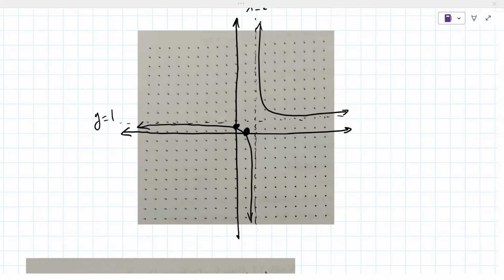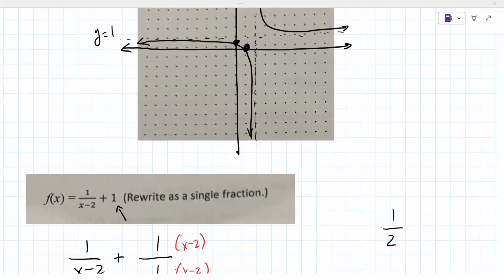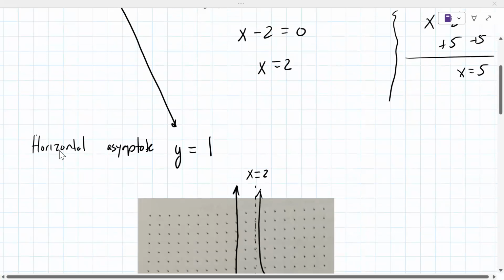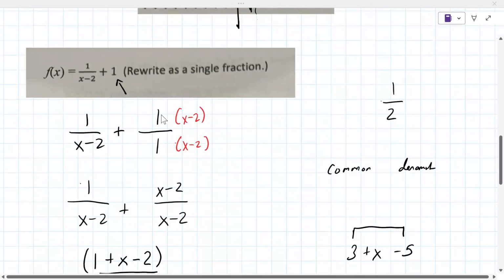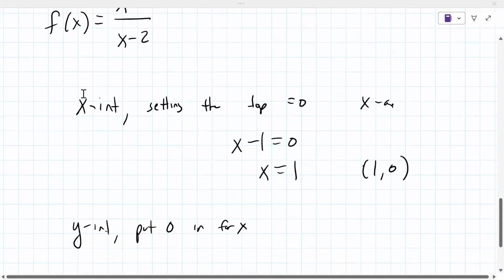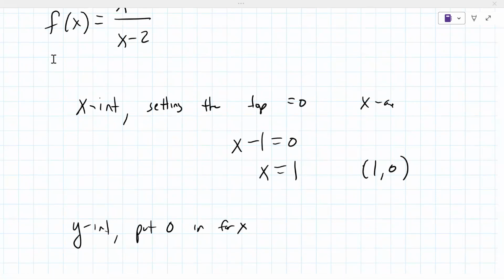Okay. There we go. So we're going to move on to the second question. That's a very big number one problem. There's a lot to that one. Yes, absolutely. For this question, I'm going to ask you to do almost the exact same things we did here: vertical asymptote, horizontal asymptote, some questions about rewriting as a single fraction, x-intercept, y-intercept. Do you have any questions for me about what we did here? Anything you need me to clarify? Because I don't want to have to go back and repeat what we've already said.